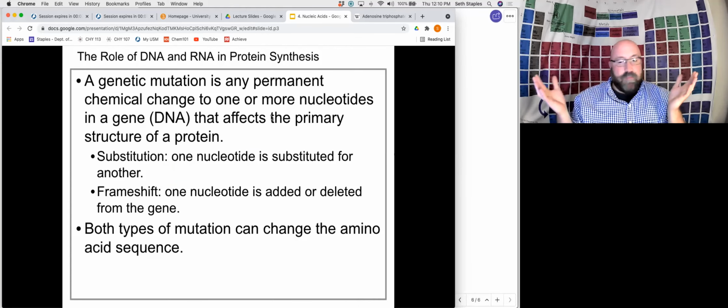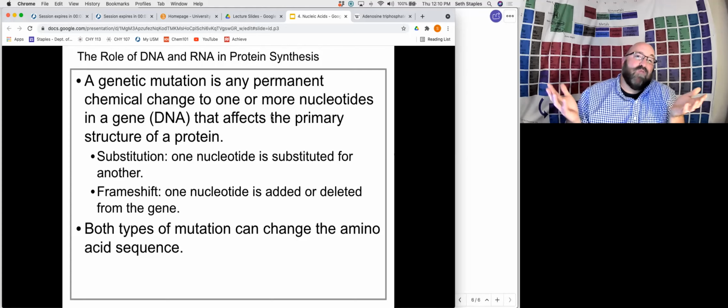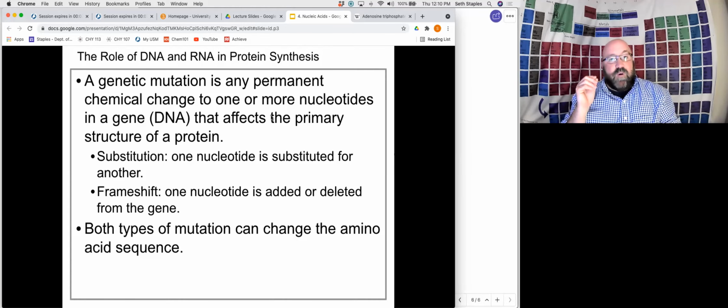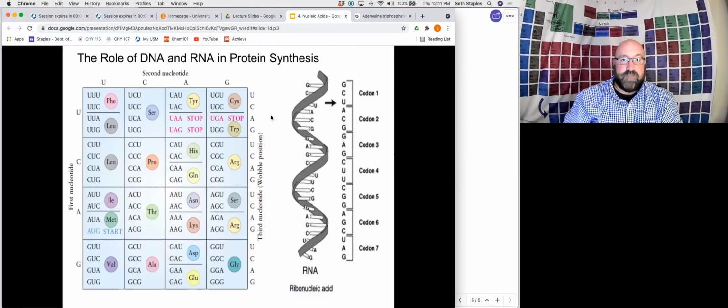So this whole entire process, things can go wrong. And so a genetic mutation is any sort of permanent change that can happen to one or more nucleotides that can affect the structure of the protein. Because again, come back to here. All it takes is for one of these to be off somehow. Instead of maybe ACG, maybe this is CCG.